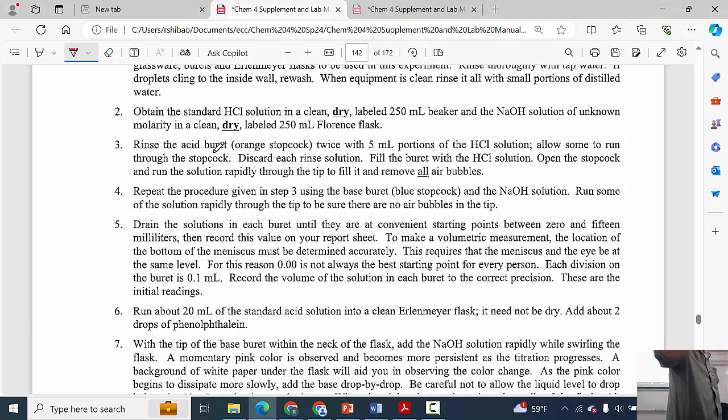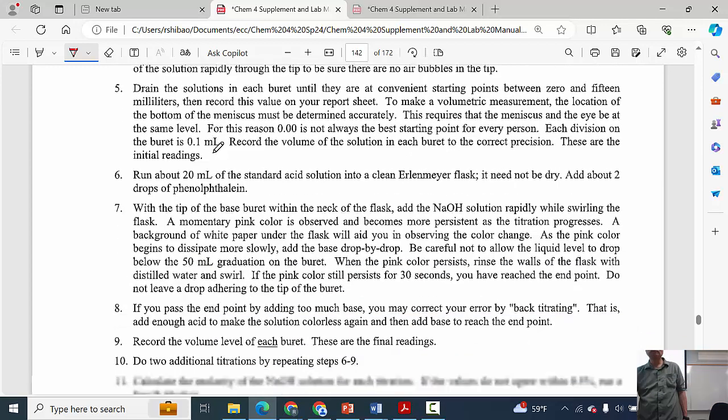And then we're going to add a drop or 2 of phenolphthalein. If you add 1 drop, then always add 1 drop. If you add 2 drops, always add 2 drops. They say add about 2 drops, well, just make sure you're consistent. You add the same number of drops each time. So 1 drop is enough, but you could do 2 drops if you want.